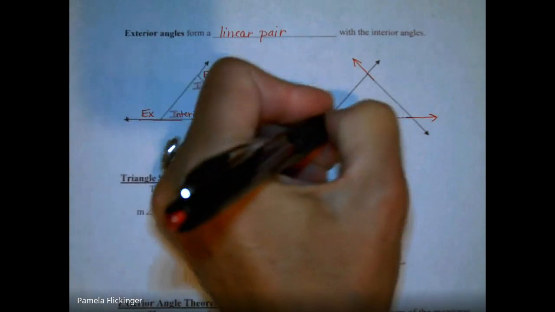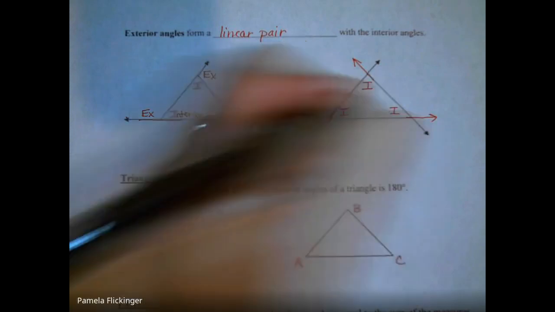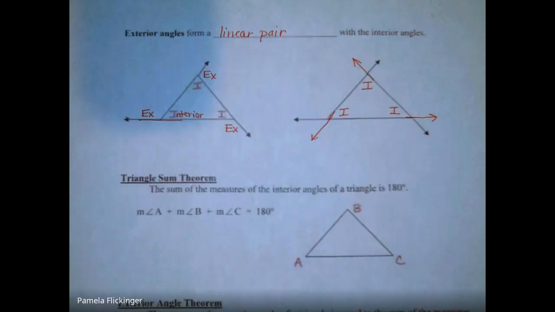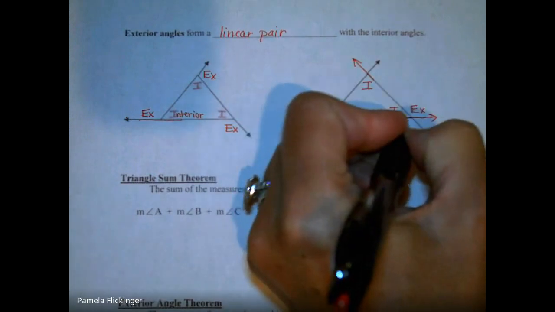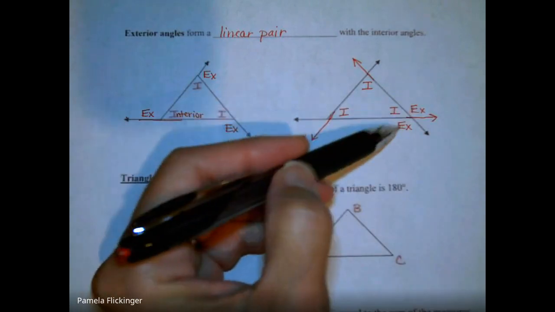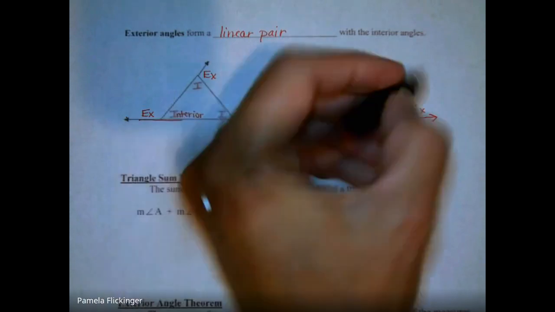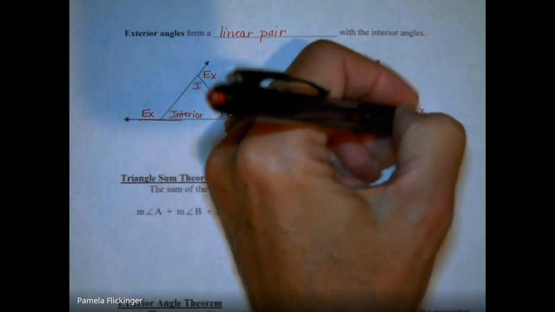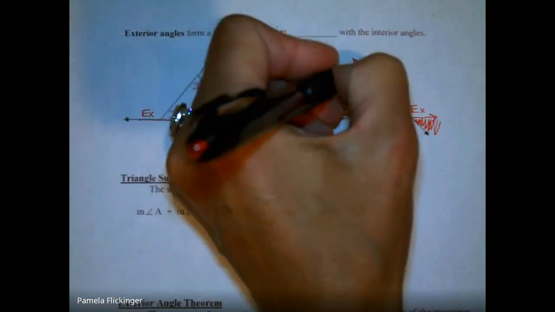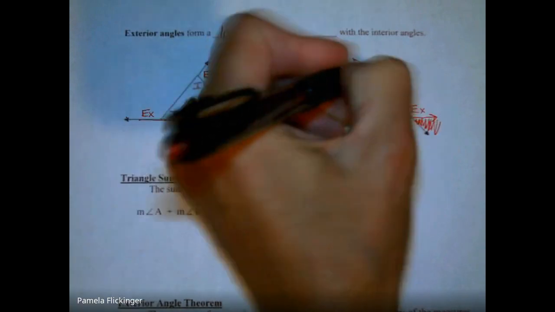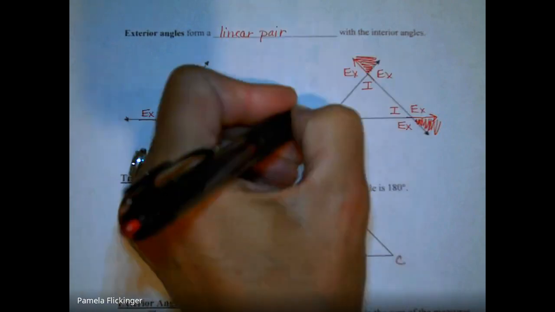All right, so again, here were my three interior angles. The exterior ones are only the ones that form a linear pair. So at each interior angle, there's actually two possible exterior angles. Notice they're vertical to each other. The angle that's vertical to your interior angle is not called anything. It's not exterior. It's just the ones that form a linear pair.